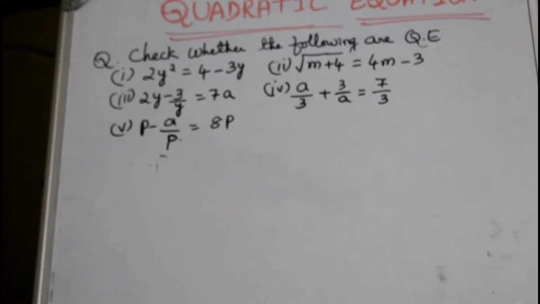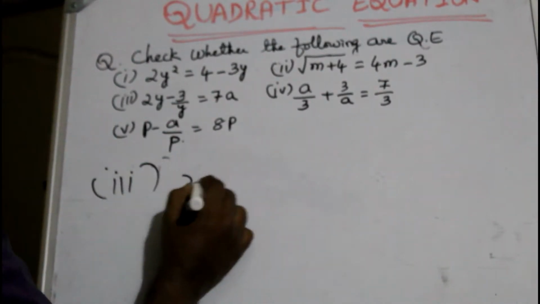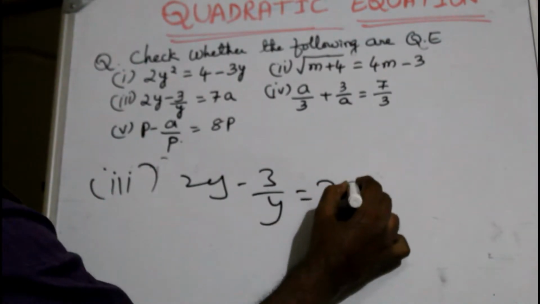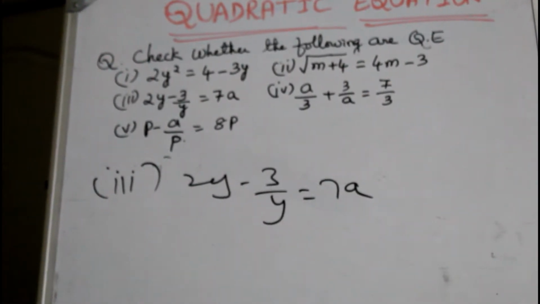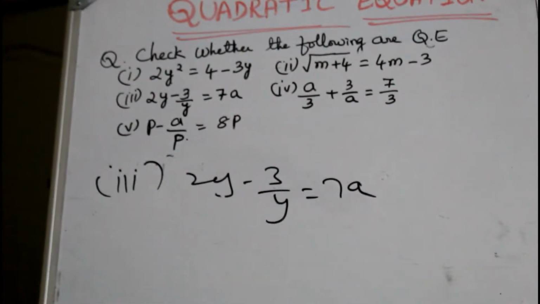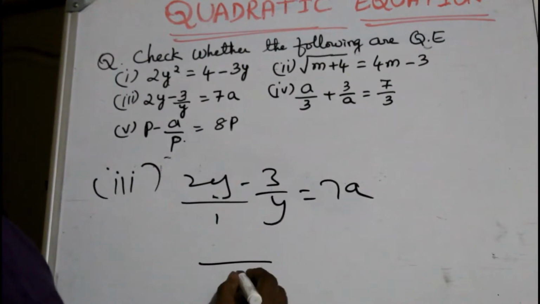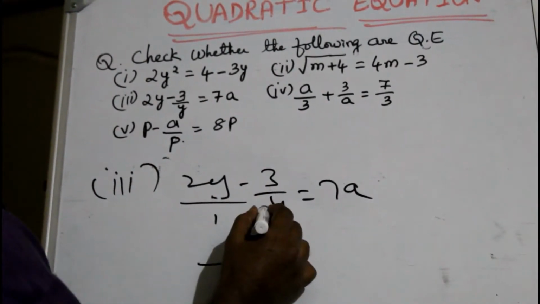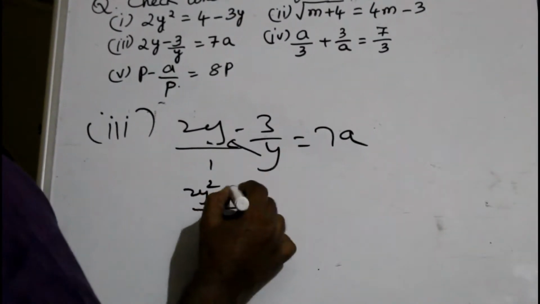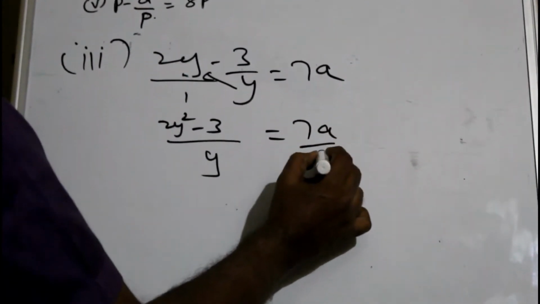We'll do the third sum. The third sum says 2y minus 3 by y equal to 7a. Don't get frightened about the letter a here because there are two variables here. First we will try to bring it to the standard form. So 2y you put by 1, the LCM is y. When you take the LCM as y, you get 2y square minus 3 by y equal to 7a. You can put 7a by 1.